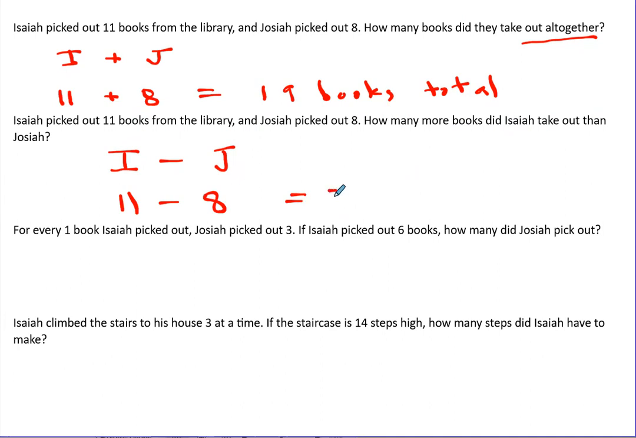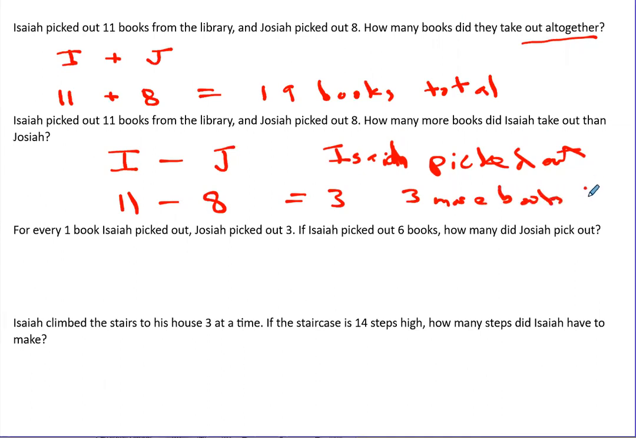So I would say Isaiah, I-S-A-I-A-H, picked out 3 more books than his brother, than Josiah. Right? It's the wording of the question that's telling me, is this a difference problem or a sum problem? And only once I know the structure am I going to then plug in the values, right?